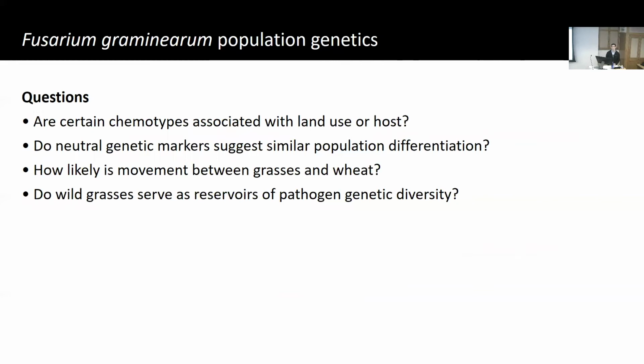How well do neutral genetic markers compare to our single locus chemotype markers when comparing the populations? What amount of gene flow is expected, and by extension, how much pathogen movement could occur between hosts? And do different hosts or sites serve as reservoirs of genetic diversity?